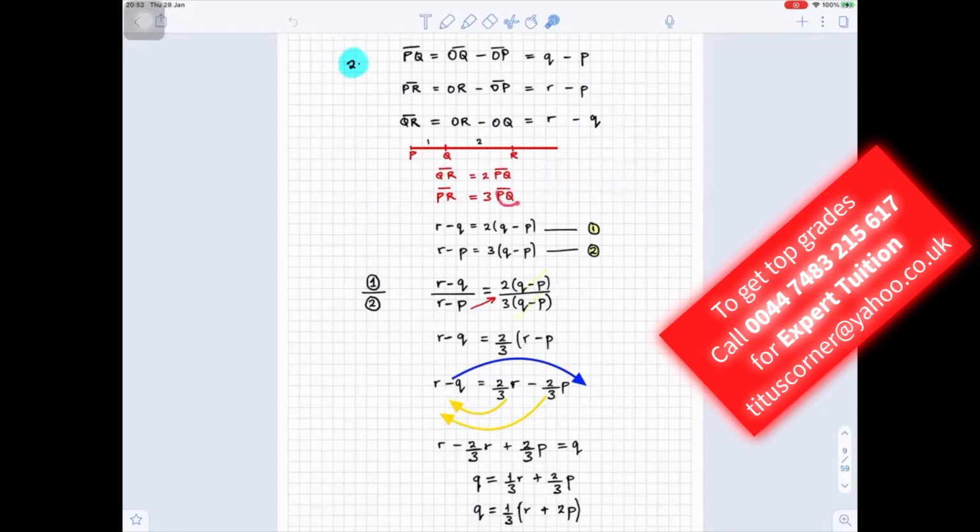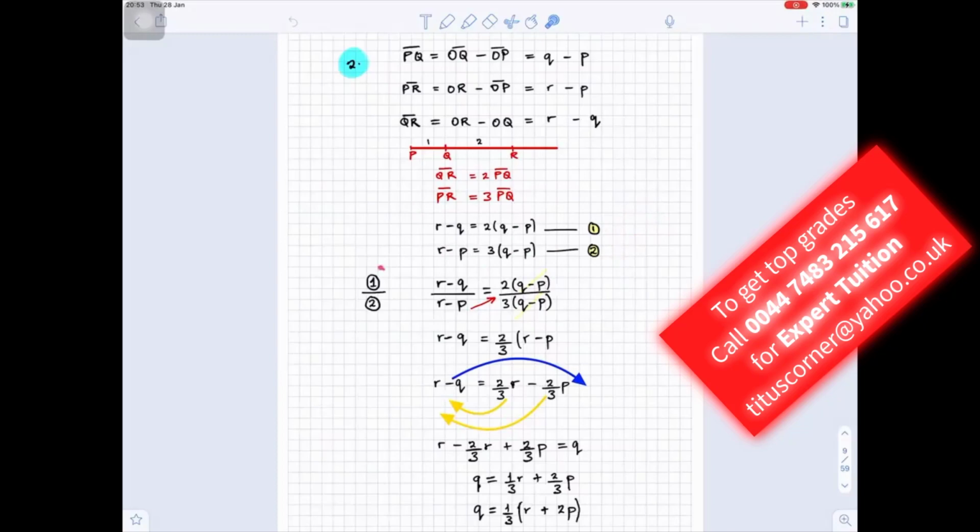So each one is PQ. 3 times that is PR from one end to the other end. Now, we have these two equations. QR is R minus Q, which is the same as 2PQ, which is 2 bracket Q minus P. PR is R minus P, which is the same as 3PQ, which is 3 brackets Q minus P. We solve these two equations, 1 and 2.